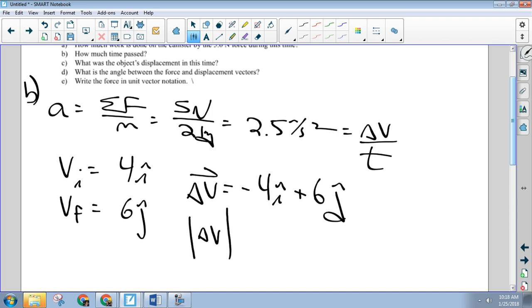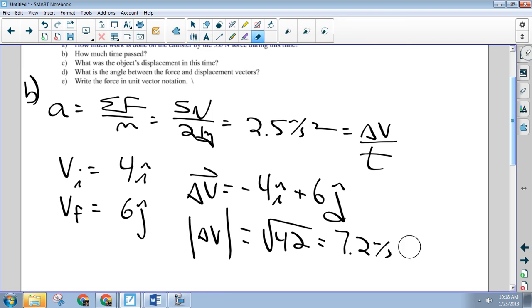Yep. 36 and 16 is 52, so root 52, which is, what did you say it is, Margaret, 7 point something? 7.2. I disagree. No, wait, it wasn't 7, sorry. No, it can't be 7.2. Yeah. Oh, 6 point, oh, that can't be right.